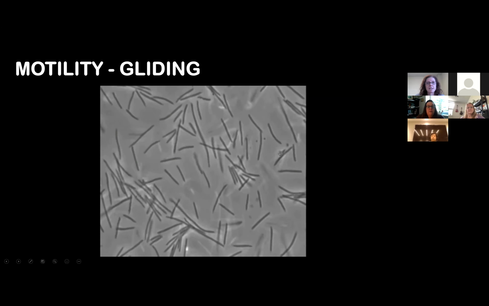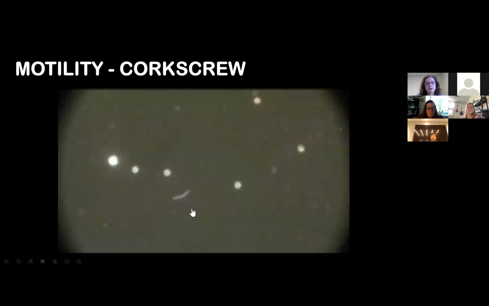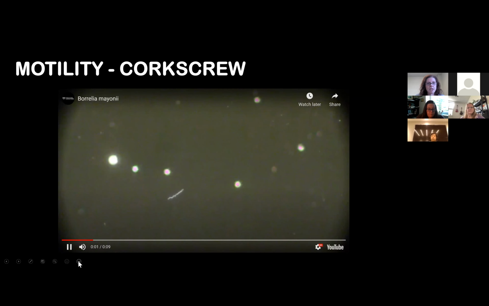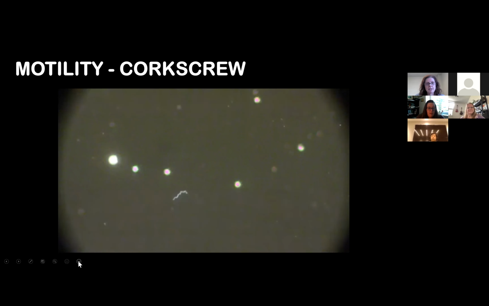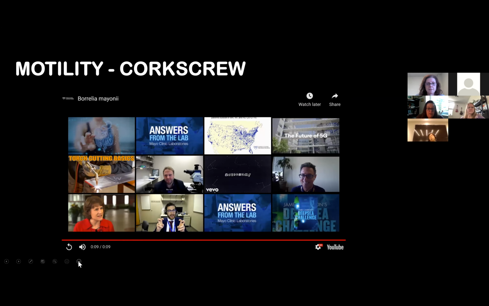The spirochetes use a corkscrew-shaped motion. And so this is like the causative agent of Lyme disease, Borrelia burgdorferi, that has to move through that thick serum or plasma.